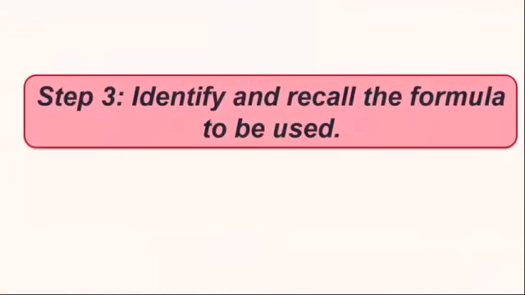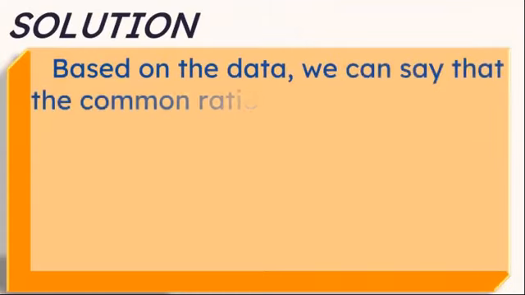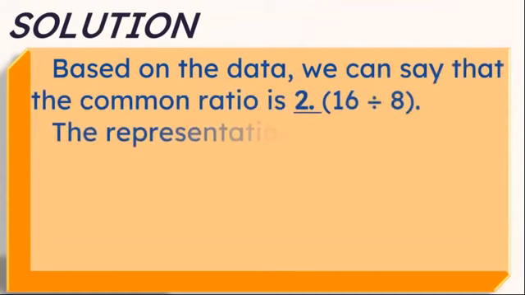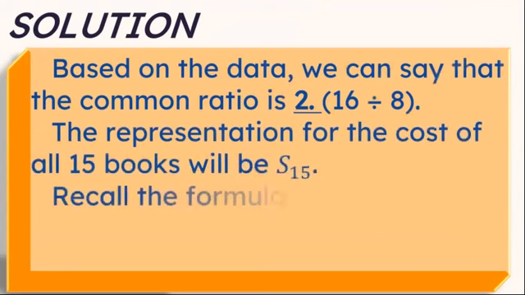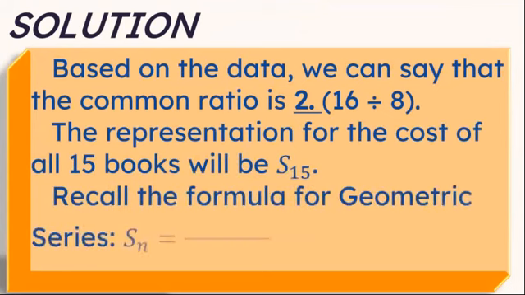Step number 3, we are going to identify and recall the formula that we are going to use. Based on the data given, the common ratio is 2, since 16 divided by 8, or A sub 2 divided by A sub 1, is 2. The representation for the cost of all 15 books will be S sub 15. Since our given problem is a geometric series problem, the formula is S sub n is equal to A sub 1 times the quantity 1 minus r raised to n, all over 1 minus r.